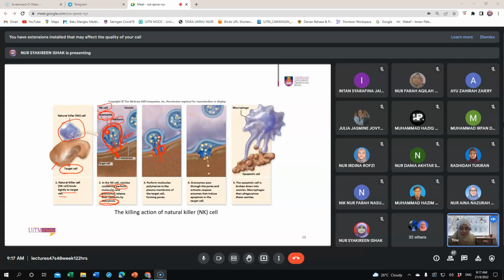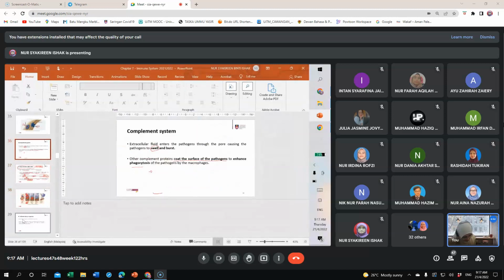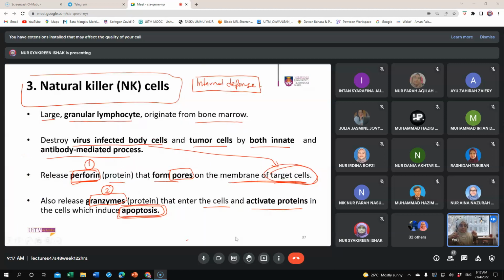Granzyme can enter. So perforin molecules polymerize in the plasma membrane of the target cell to form pores, and then granzyme passes through the pores and activates caspase enzymes that induce apoptosis in the target cell. Apoptosis is the cell death of the infected body cell. There is a term here that is not written. You can Google the definition of apoptosis. If I'm not mistaken, it is the cell undergoing cell death. Yes, cell suicide.